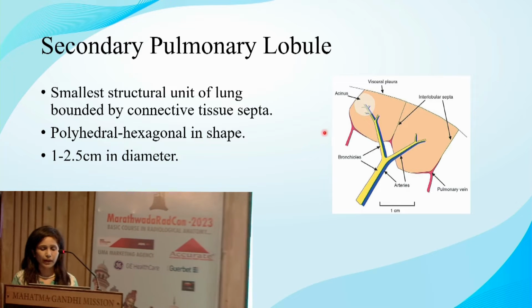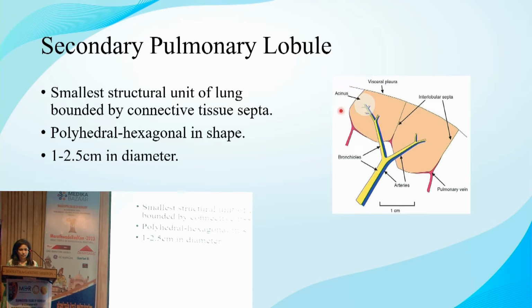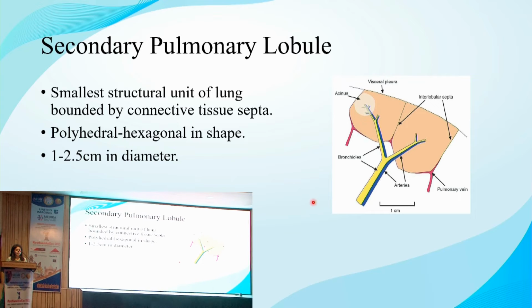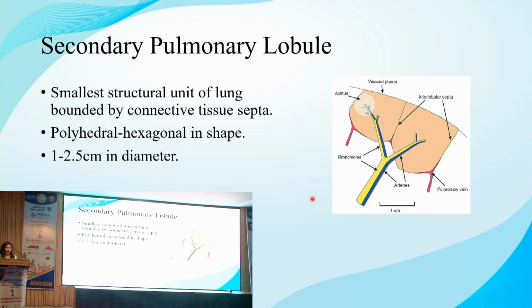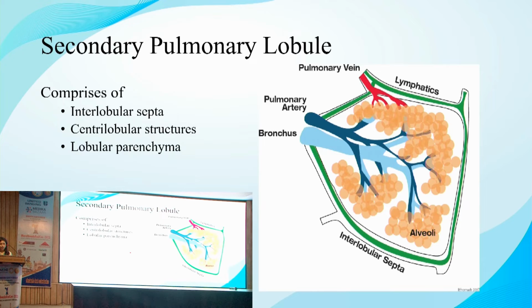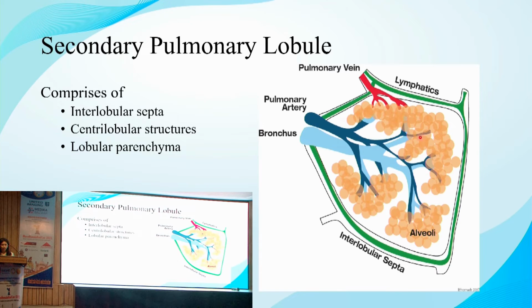So, let's begin. What is the secondary pulmonary lobule? It is the smallest structural unit of the lung which is bounded by the connective tissue septa. It's polyhedral or hexagonal in shape and ranges from 1 to 2.5 centimeter in diameter. The secondary pulmonary lobule consists of interlobular septa at the periphery, centrilobular structures in the center, and lobular parenchyma surrounding it.